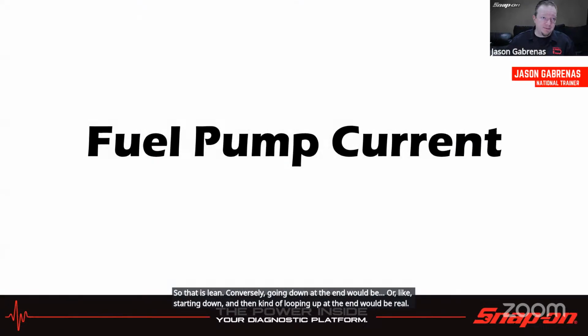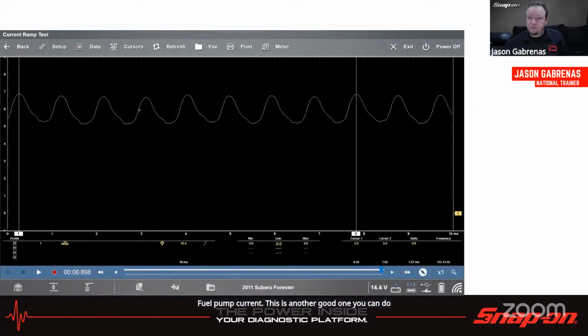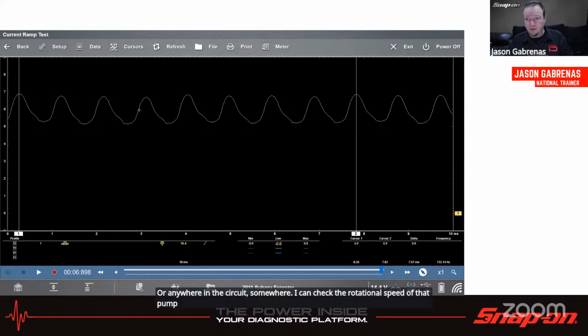Fuel pump current. This is another good one you can do. By putting a low amp probe somewhere in my fuel pump circuit, be it the fuse or the relay or anywhere in the circuit, I can check the rotational speed of that pump. I can also check the condition of the commutator segments in that pump.